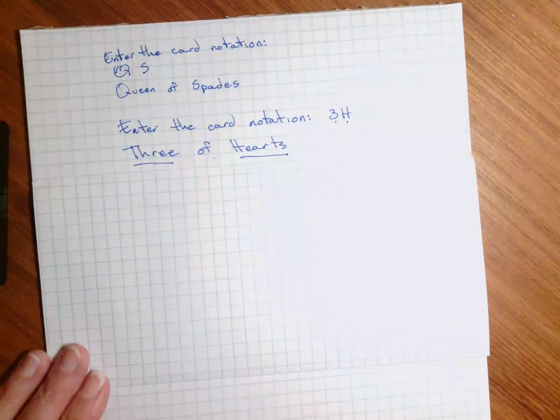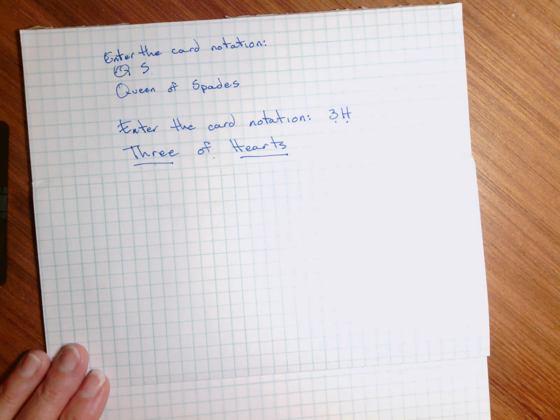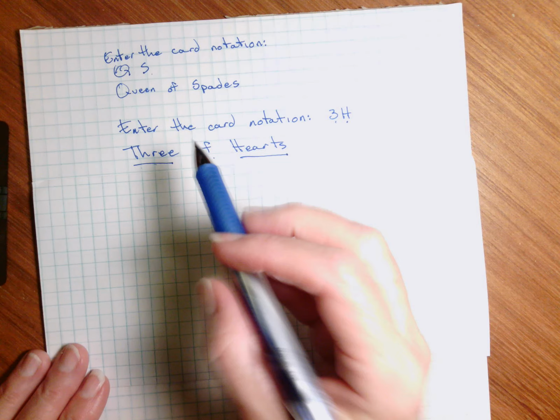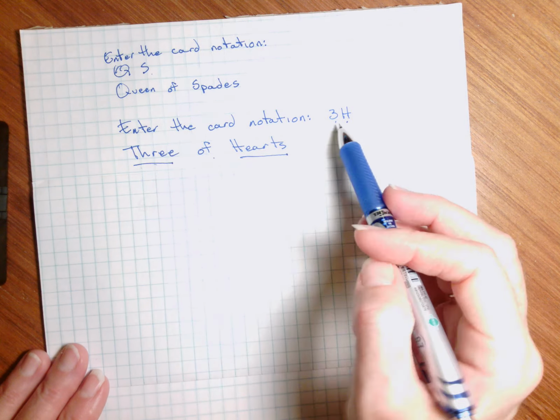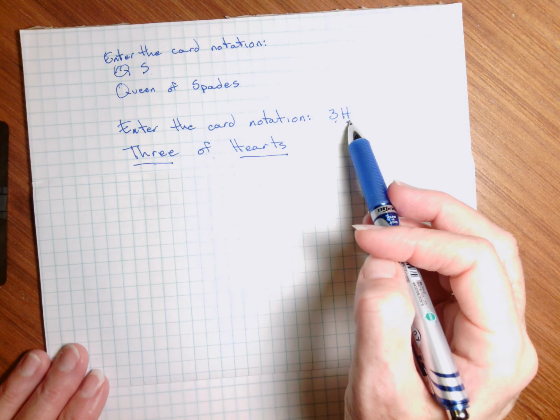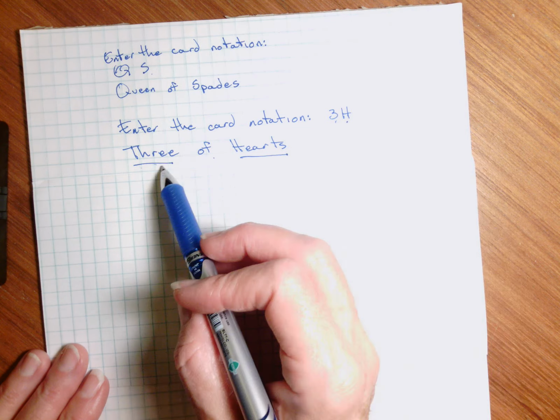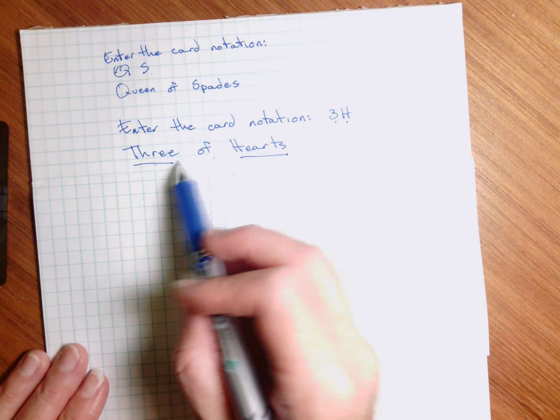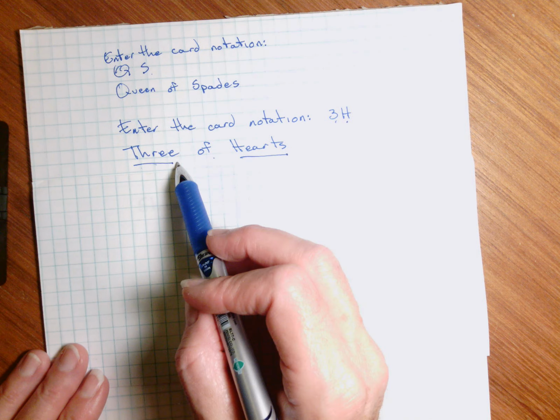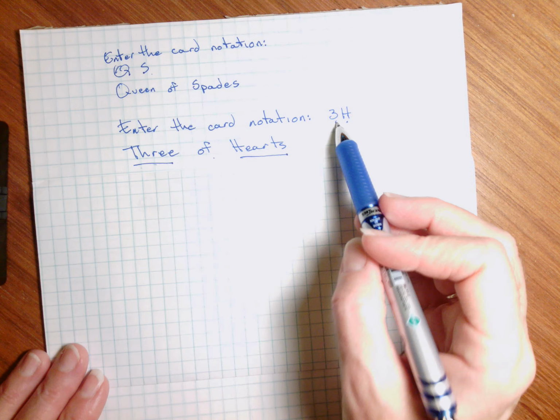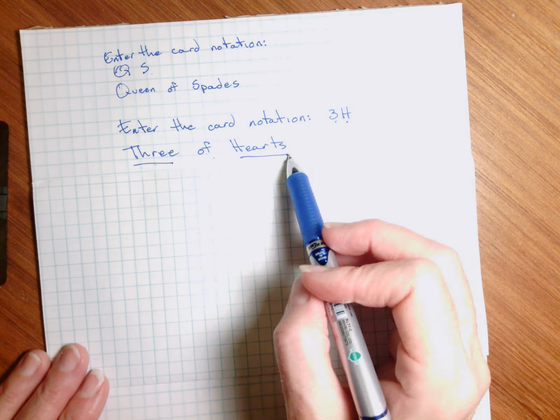This video is designed to give you help with the card problem where the user enters some notation such as QS and the program outputs a description of that card such as Queen of Spades. So in this sample run here, enter the card notation, the user enters 3H and the program will output 3 of hearts. I underlined the 3 because that word corresponds to the first character that they entered. This word corresponds to the second character that they entered.